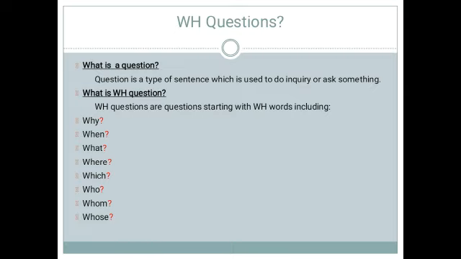We all know we have different types of sentences, and every type of sentence has its different uses. As we have revised, what a question type sentence is, whenever we have a question type sentence, we must put a question mark at the end of the sentence.